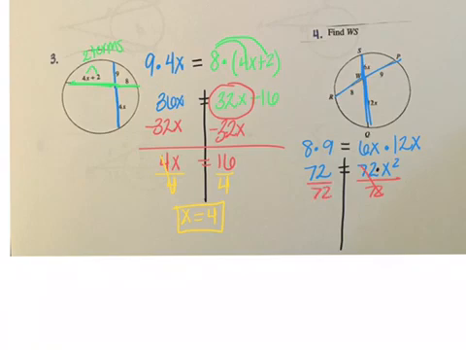And 72 divided by 72 is just 1. And then to get rid of this exponent, the inverse of squaring something is to square root it, and the square root of 1 is 1. So x equals 1.